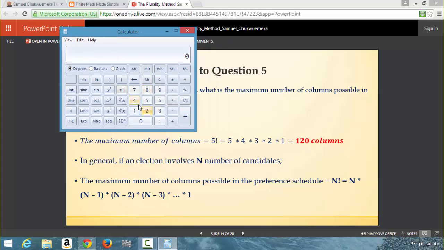So 5 factorial, factorial notation, n factorial, you see n factorial. Just do 5 and press this. 5 factorial is 120, which means 5 times 4 times 3 times 2 times 1. So you have a general formula here. You can take it down. If the election involves n number of candidates, then the maximum number of columns possible will be n factorial. Just take note of that, okay?